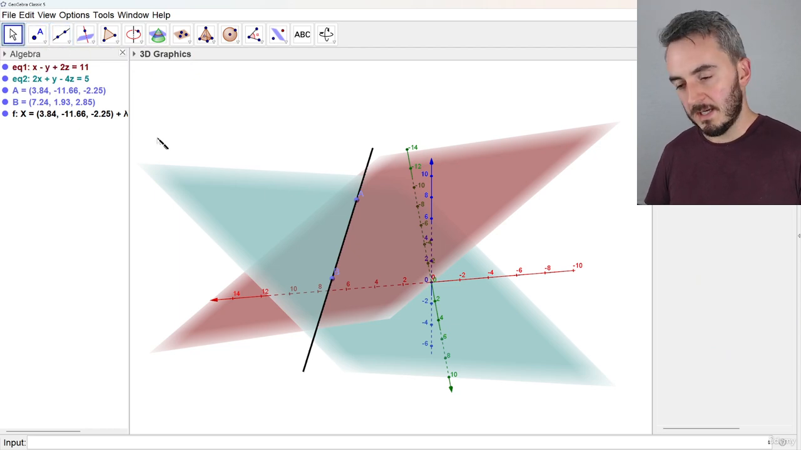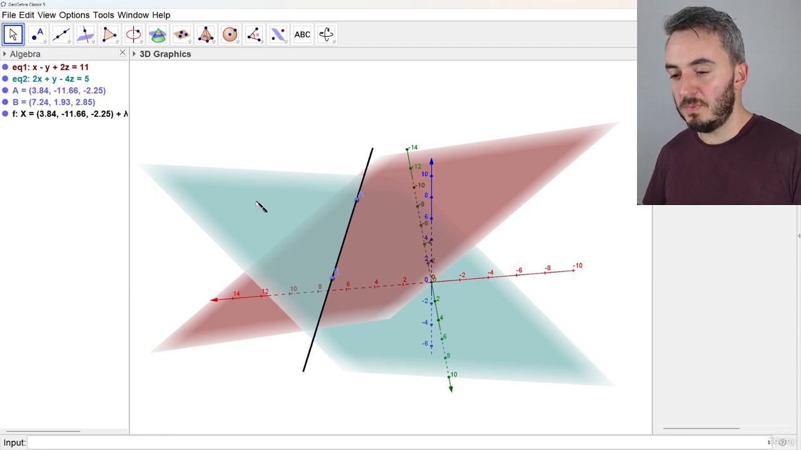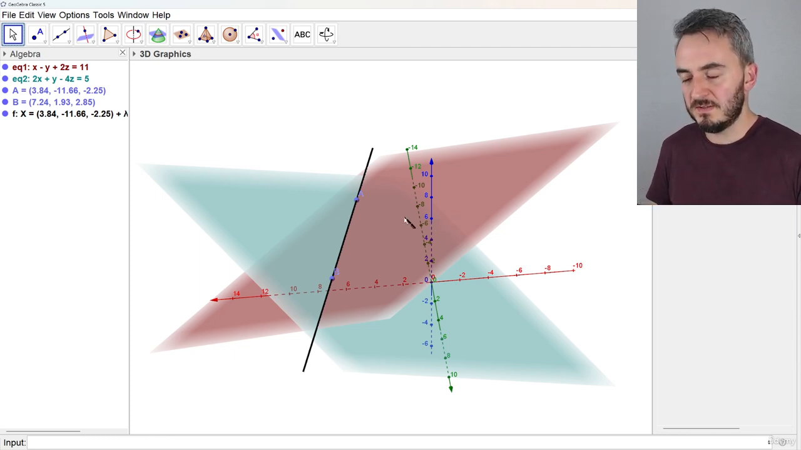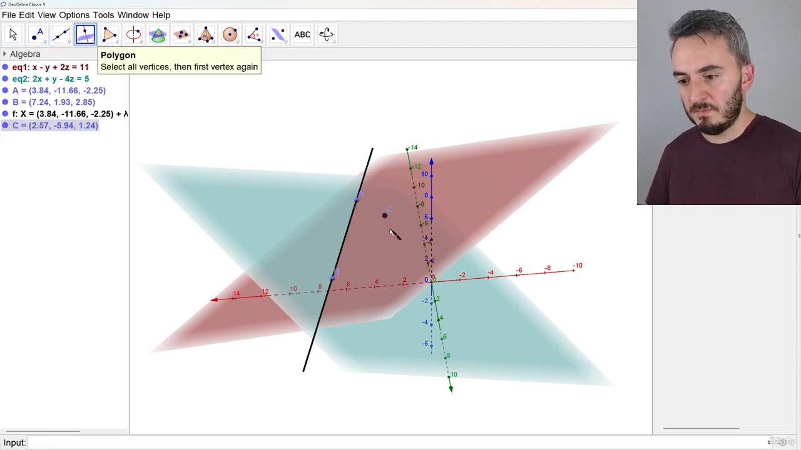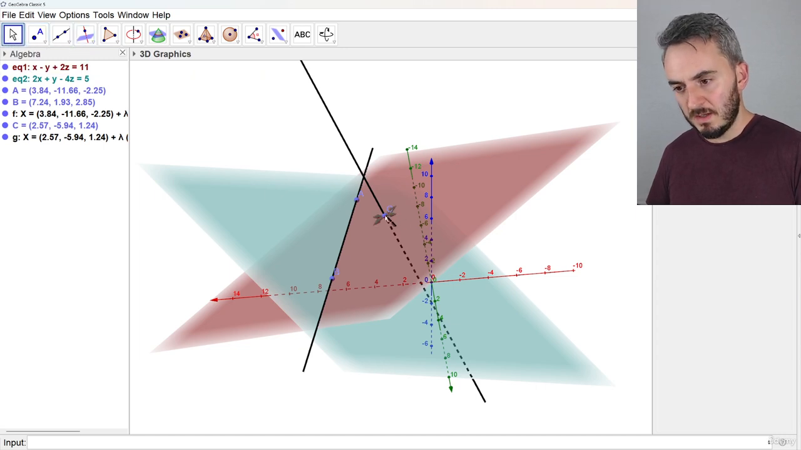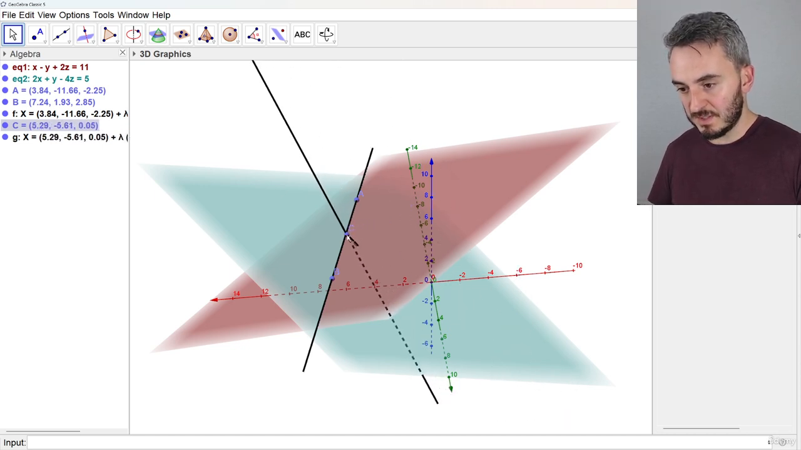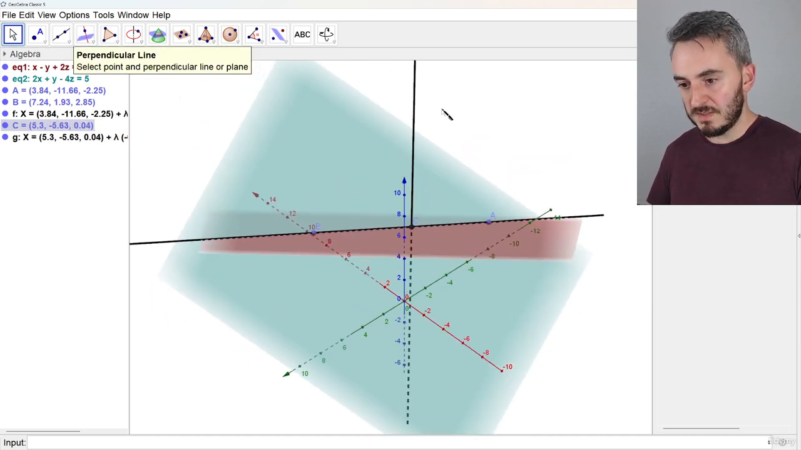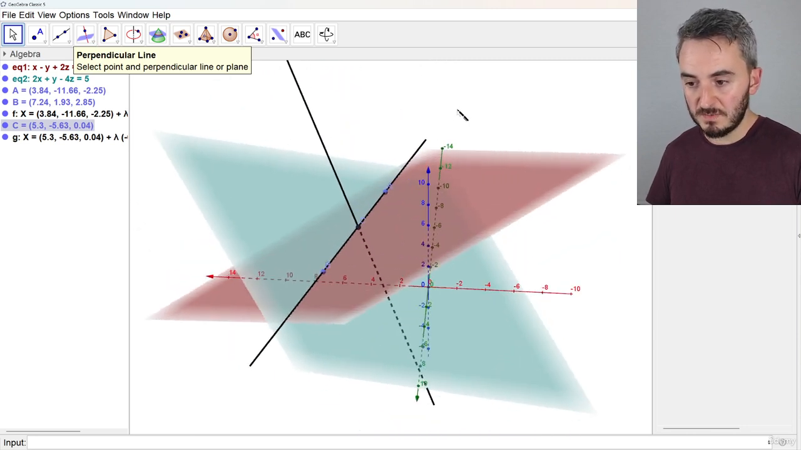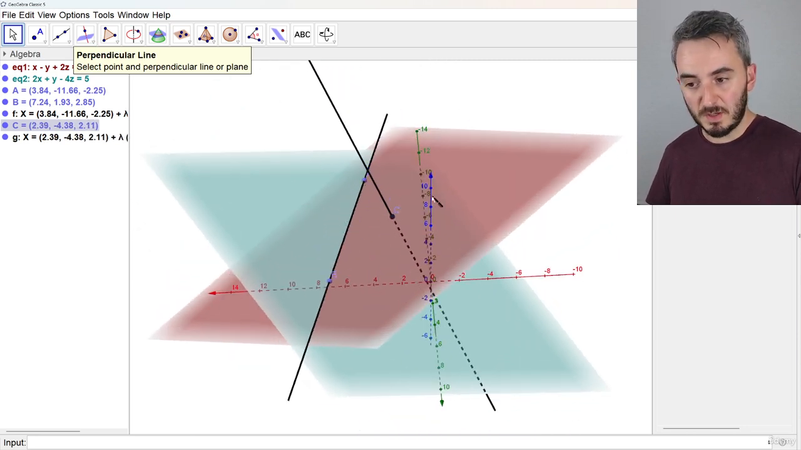So the key insight here is that this line is on the red plane and it's on the blue plane, and therefore it's perpendicular to the perpendiculars of those two planes, kind of by definition. If I drop a point on the red plane and then put a perpendicular line in, this line here is perpendicular to all lines on the red plane, including this line. If I drag this over here and then tilt this round, you can see that's forming a right angle. Of course it is, by definition, because this perpendicular is perpendicular to all lines on the red plane.